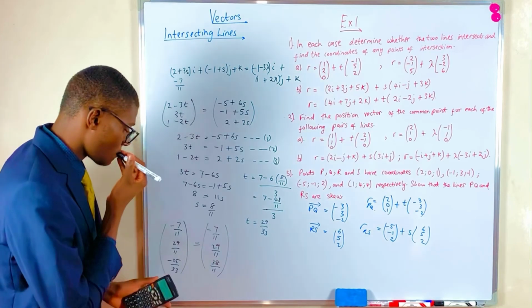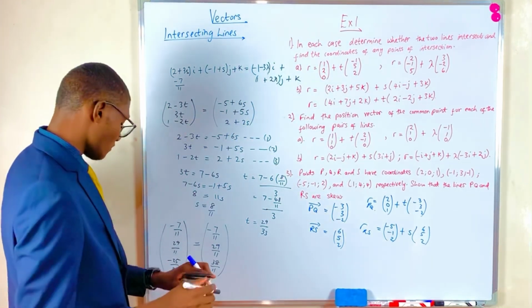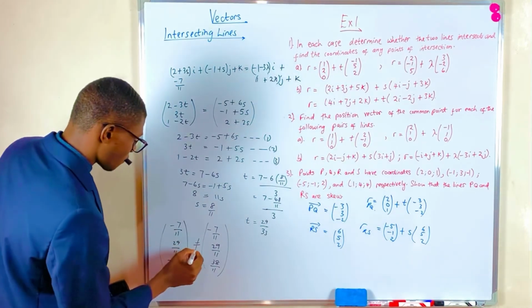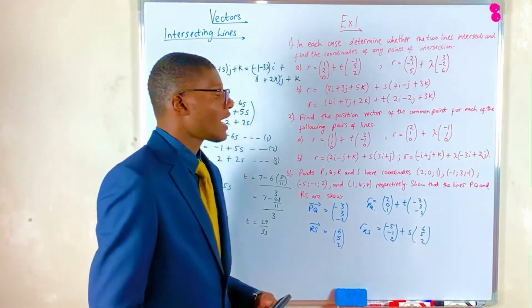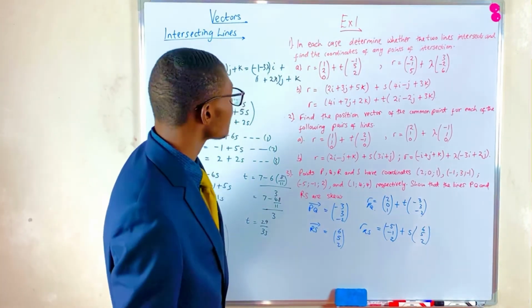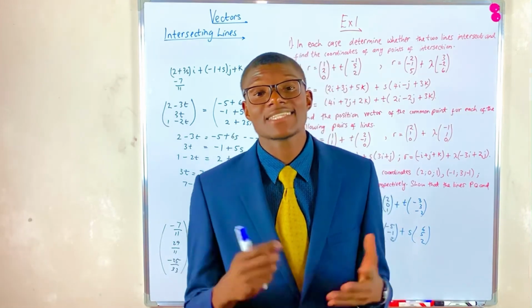So we see that -25/33 is not equal to 38/11. So this is not equal to that, which implies that lines PQ and RS are skew. So this was simply looking at intersecting lines and your vectors.